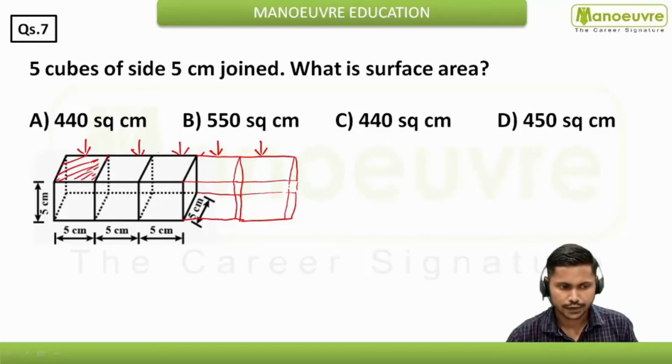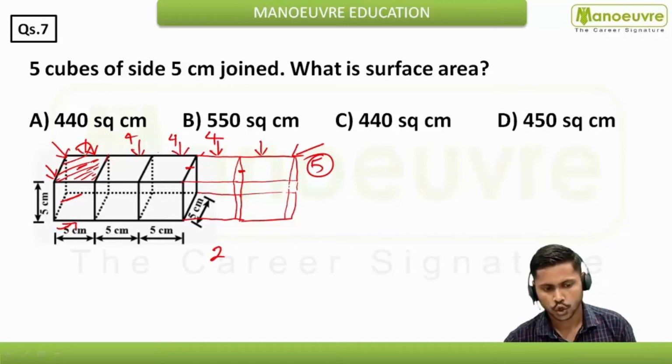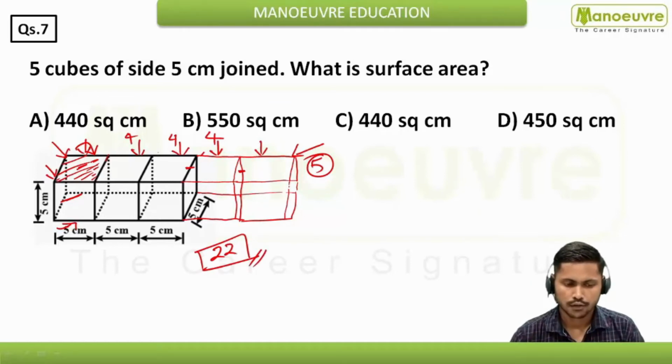If I talk about these 2 cubes, the first and the last, each forms 5 surfaces. How? Here you can see 1, 2, this is 3, bottom 4, and here 5. So total 5 surfaces here and 5 surfaces here. But the middle cubes will form only 4 surfaces, because this side and this side get omitted. So you can say 5 here, and here 4, 4, 4. So total 12 plus 10, that is 22 surfaces that all 5 cubes combine to form.